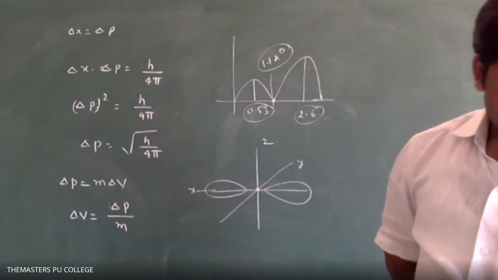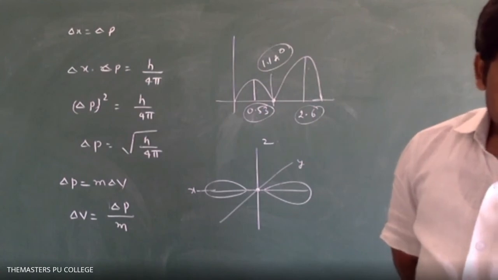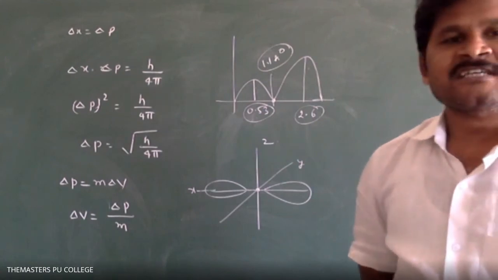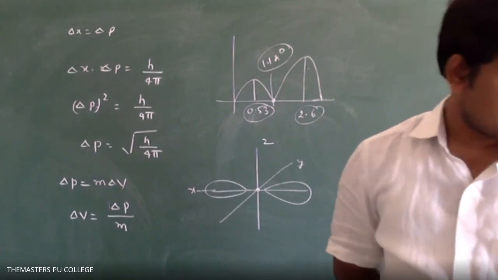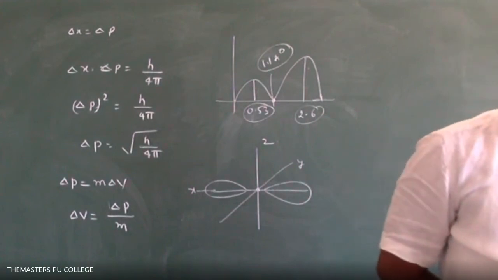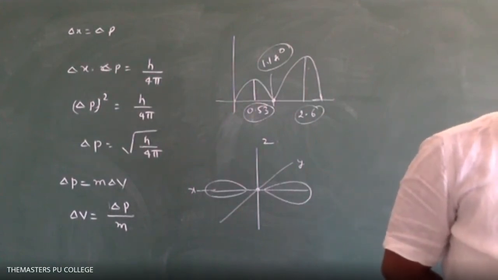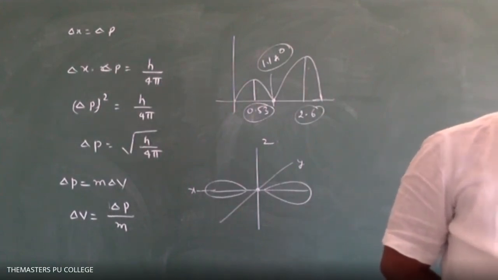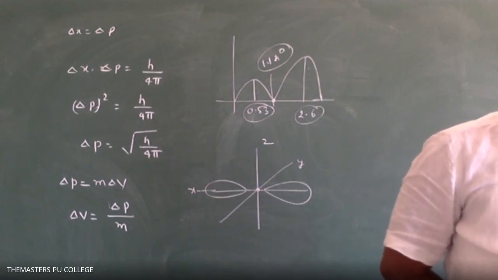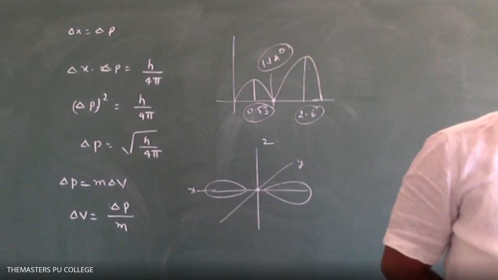Next, question number 64. The number of angular and radial nodes. Angular nodes is l, and radial nodes is n minus l minus 1. This is the formula.